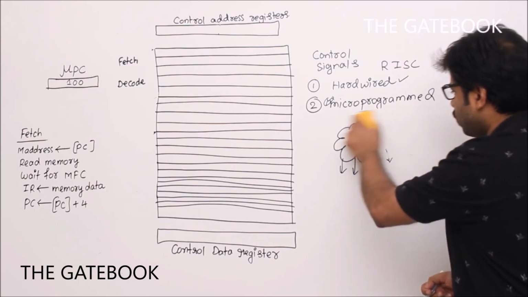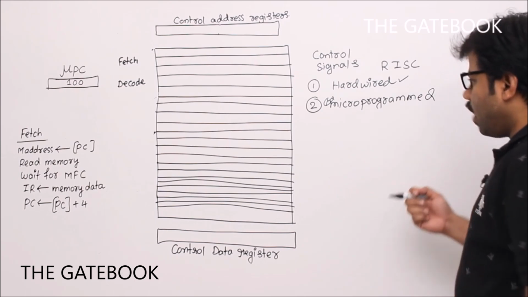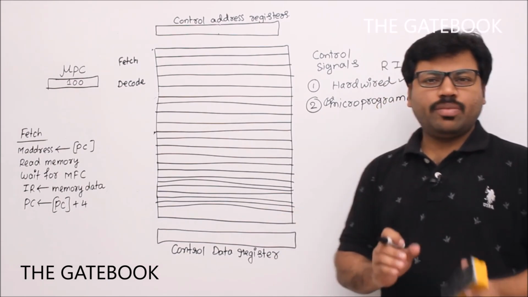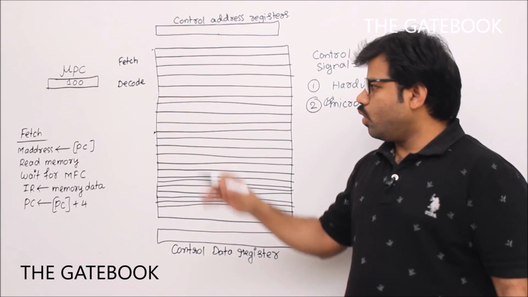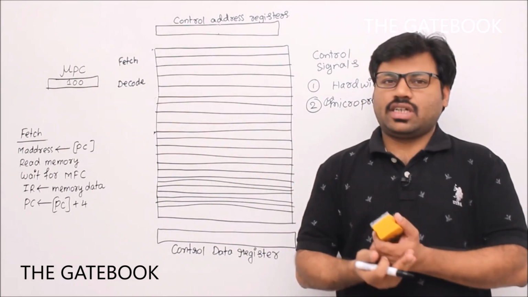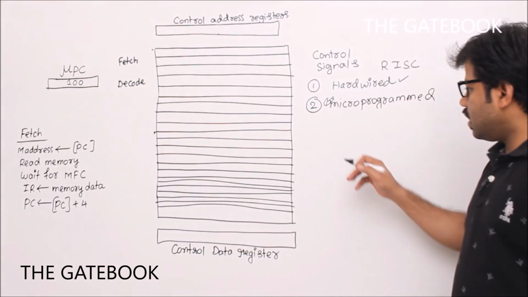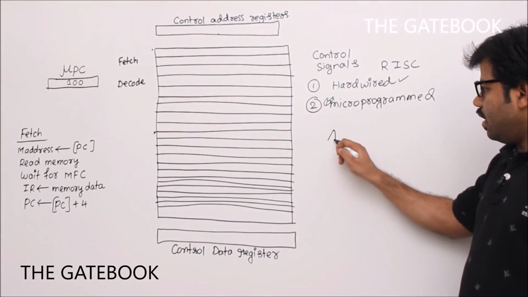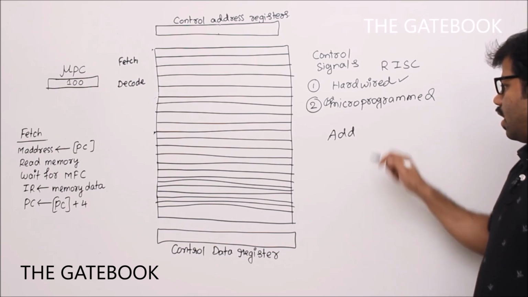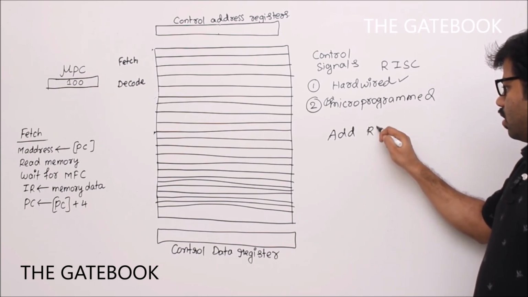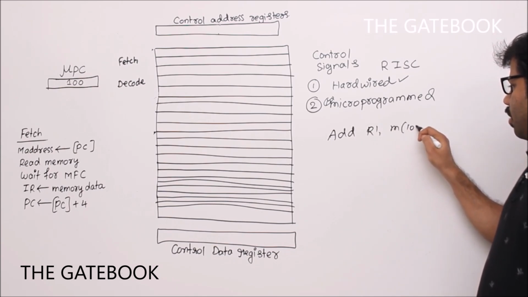Now, from now onwards we don't assume any particular instruction, because we are going to talk about CISC kind of instructions. A typical instruction might be like this: add, again I'm taking this one, add maybe R1, memory of 100 and memory of 200.